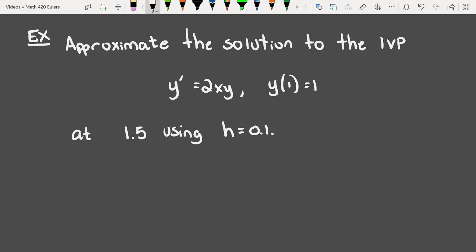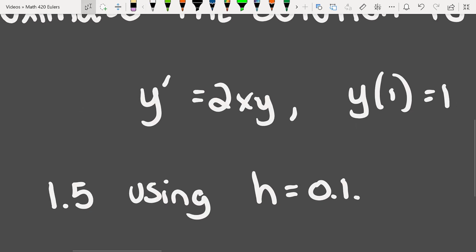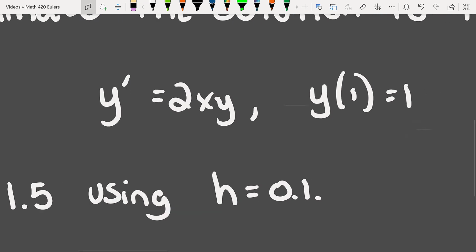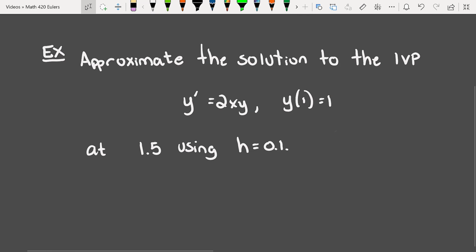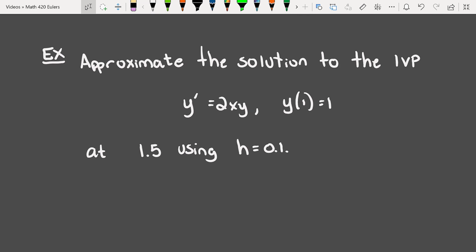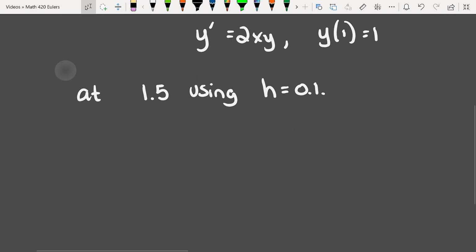All right, so let's go ahead and approximate the solution to this IVP at 1.5 using h equals 0.1. First of all, you have to kind of decipher what all that means. We want to approximate the solution to this differential equation at x equals 1.5. We're given that when x equals 1, y is equal to 1. So that gives us an initial point for our lineal element. And we're taking the interval that actually starts at x equals 1 and ends at x equals 1.5. We're going to dice it into n subintervals of equal width 0.1.